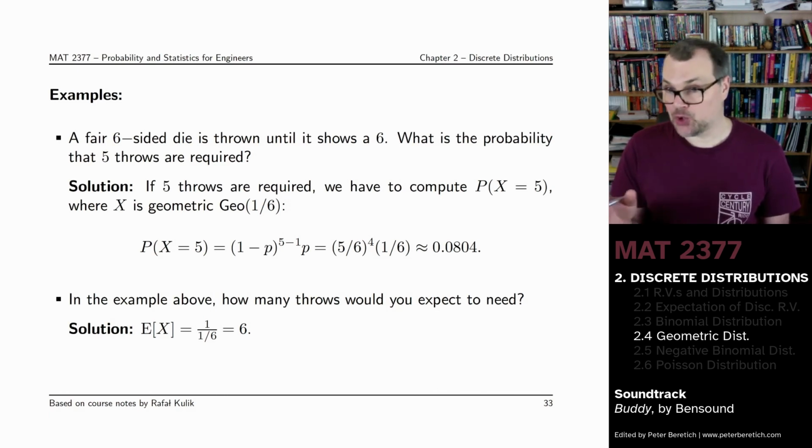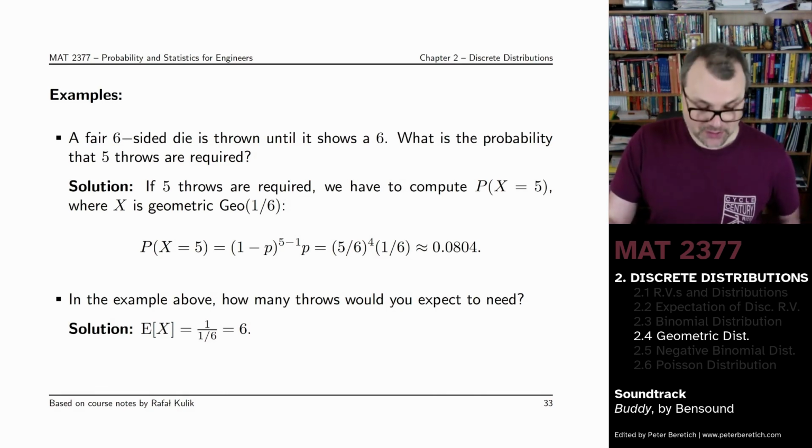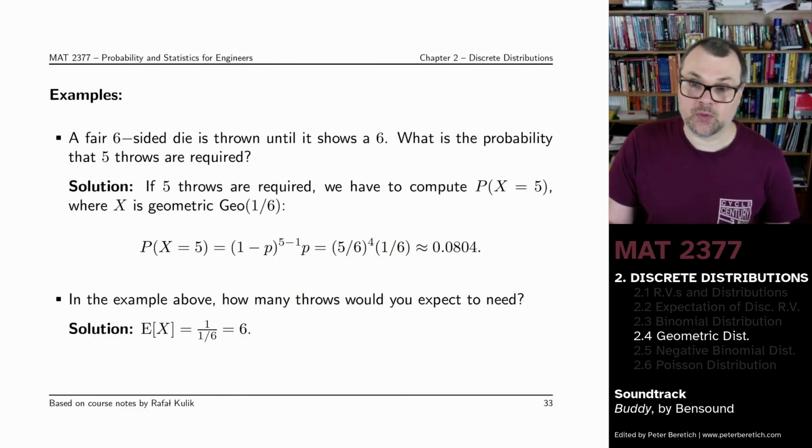Well, on average you would need 6 throws. 1 over p, 1 over 1 over 6, which is itself 6. This is aligned with what our intuition tells us.